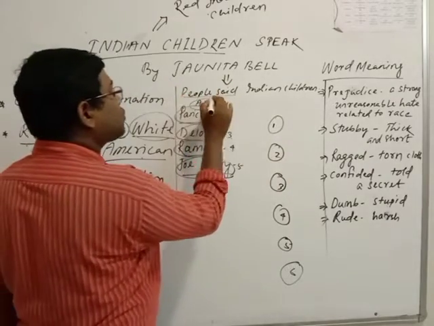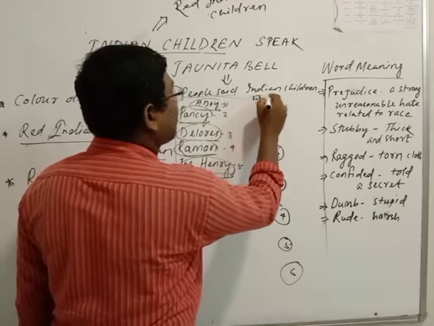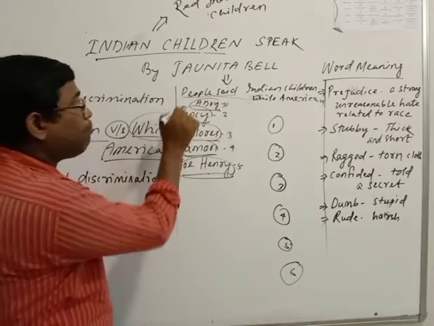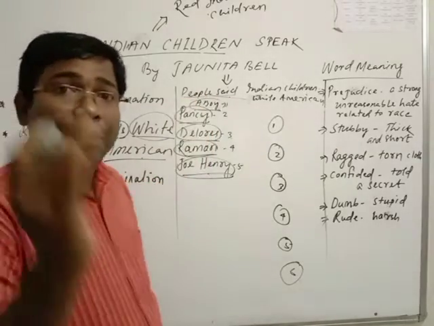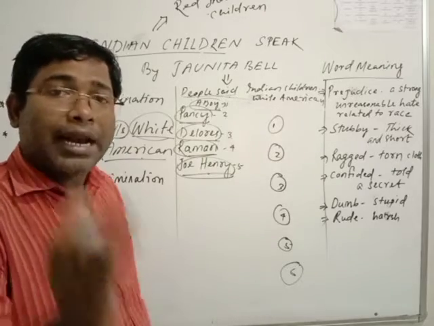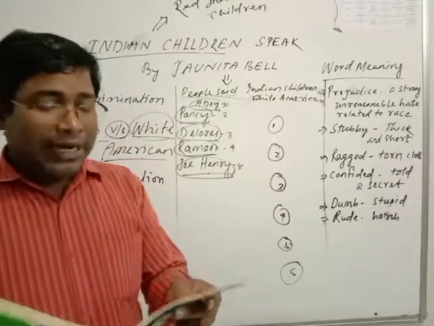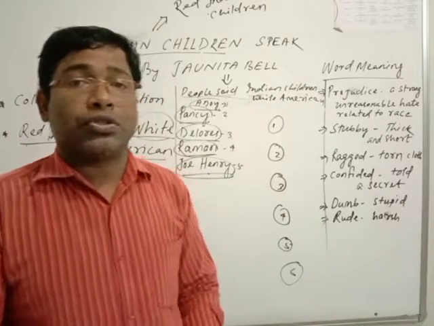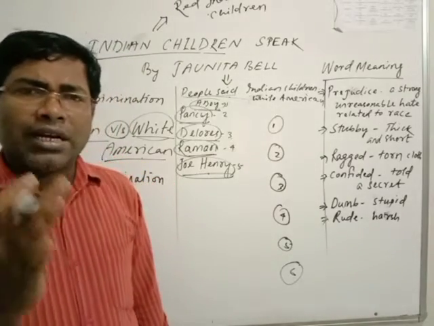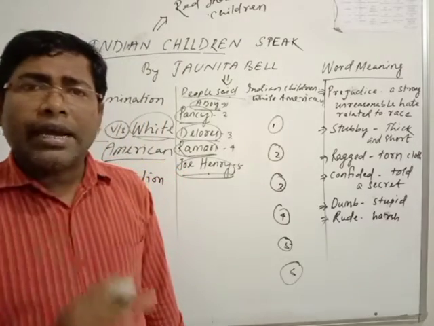Here people refers to white American. That means people say means white American said. About whom? About red Indian children. What is it about? Indian children are hard to teach. Indian children are very stupid. Indian children are very dull and you cannot teach them.